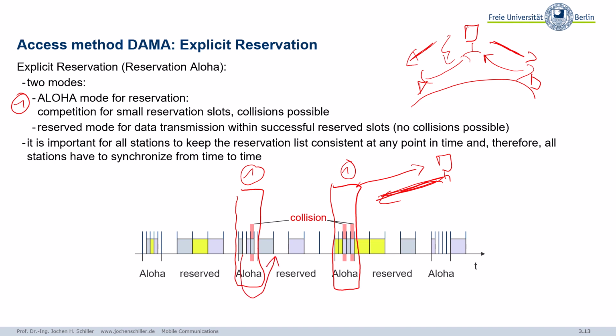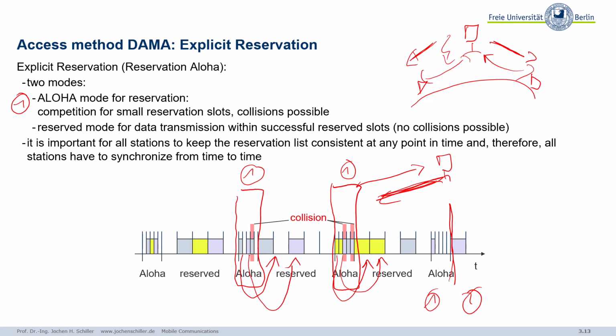So you perform some reservation in these tiny slots for future frames. For example, the yellow station was successful here and reserved the future frames. But in between phase 1 and phase 2, the satellite, not shown here, has to send on the downlink a reservation list, a list of successful reservations. And then all ground stations know who's allowed to send data in which time slot.